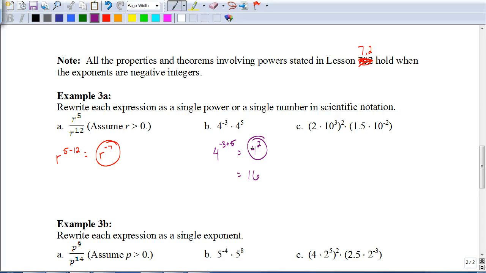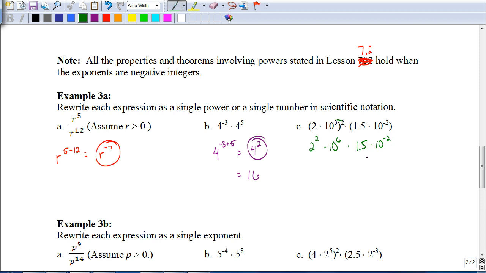The next one, remember whenever I have a number or an exponent outside the parentheses, we distribute it to everything inside the parentheses. So this will be the same as 2 squared times 10 to the, we would multiply these together, 3 times 2 is 6, times 1.5 times 10 to the negative second.